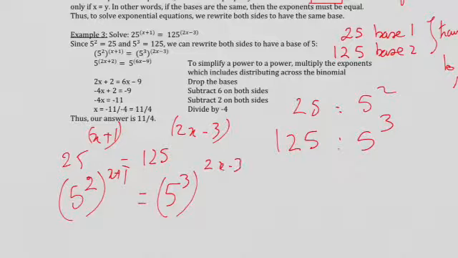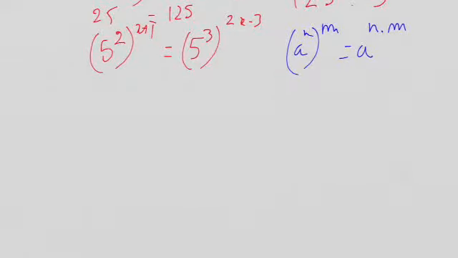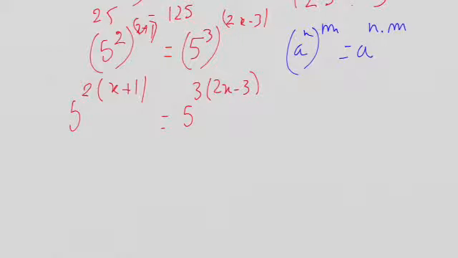From there, I'm going to use one of the rules of exponents, which is a to the n to the m is equal to a to the n times m. So 5 squared to the x plus 1 is going to become 5 to the 2 times x plus 1, and 5 cubed to the 2x minus 3 is going to become 5 to the 3 times 2x minus 3. Now, we do have the same base. We have base 5 and base 5, so we can definitely write that 2 times x plus 1 equal 3 times 2x minus 3.